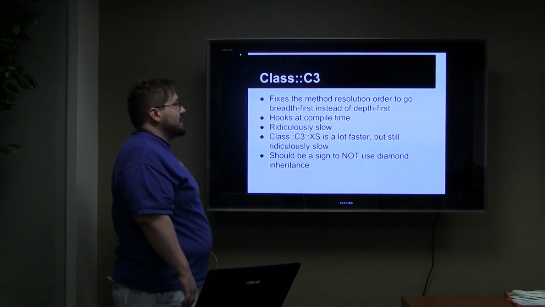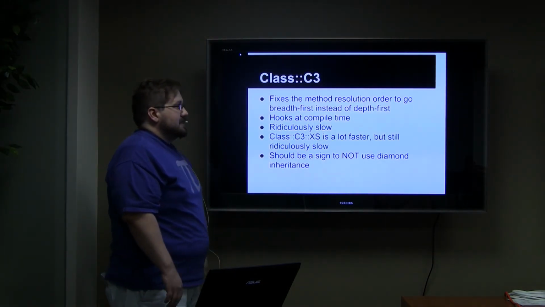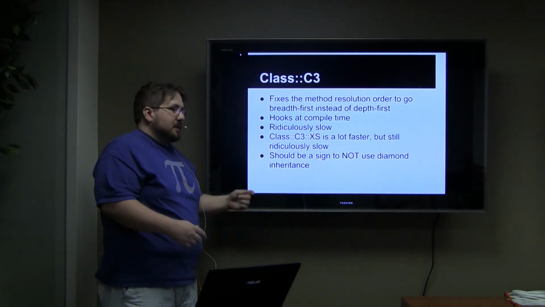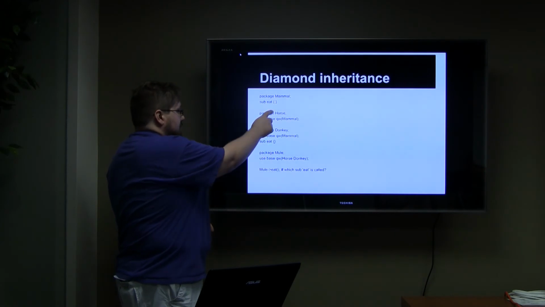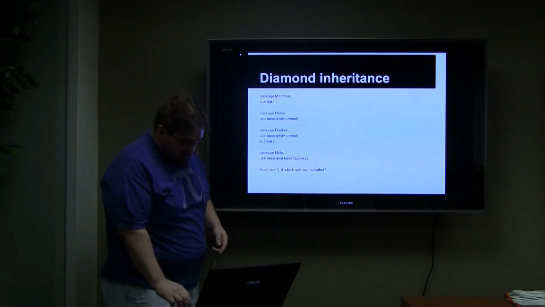So there's this thing called class C3. And what it does is it fixes that method resolution order so that it would go Mule, Horse, Donkey, Mammal, which is what you would expect.